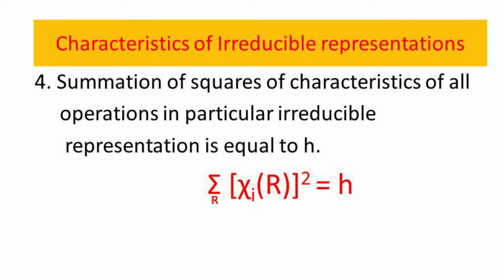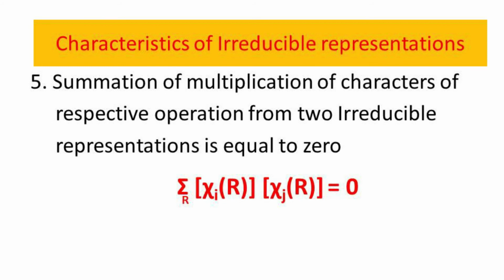Fourth rule: the summation of squares of characters of all operations in a particular irreducible representation is equal to h. Summation of chi i of R squared is equal to h, where R means operation, a variable. For all the different operations of one irreducible representation, we are applying this rule. Fifth rule: the summation of multiplication of characters of the respective operation from two irreducible representations is equal to 0. Mathematically, the summation of chi i of R into chi j of R is equal to 0, where R means operation, a variable. This rule decides the orthogonality of irreducible representations.